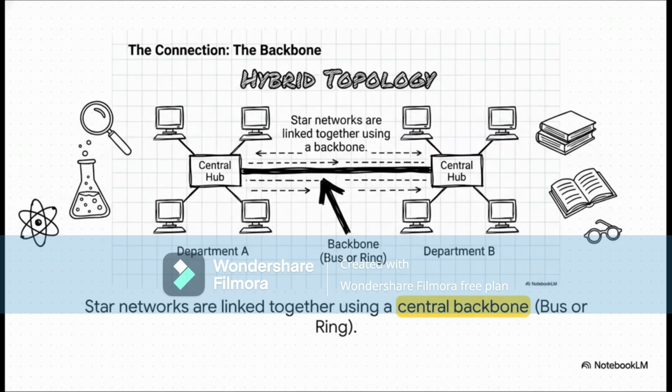Okay, so how do we connect those two islands? We build a bridge. In networking, we call this bridge a backbone. It's like a main highway that connects the two departments. And here's the magic trick. That backbone is a different type of network itself, maybe a bus or a ring. So you've got two star networks connected by a bus network. See? Star plus bus, and boom, you've got yourself a hybrid topology.